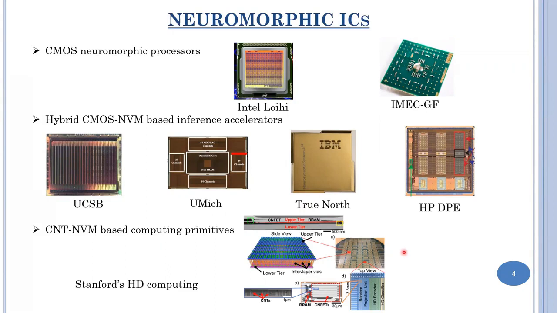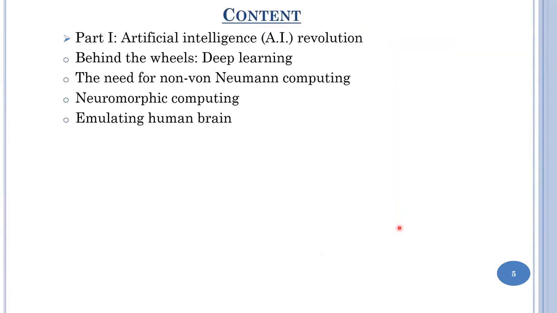So now with this kind of introduction to the state of the art in neuromorphic ICs, let me give you a brief overview of what is to be covered in this lecture. So first, I would talk about this artificial intelligence revolution and deep learning, which has been the driving force behind this artificial intelligence revolution. And these form the basis for the kind of devices, circuits, and systems that we develop here at IIT Kanpur. And then I'll talk about the need for non-human computing systems. Then I'll briefly introduce what exactly is neuromorphic computing and what you can classify as neuromorphic. Then I'll discuss the attempts to emulate the human brain.